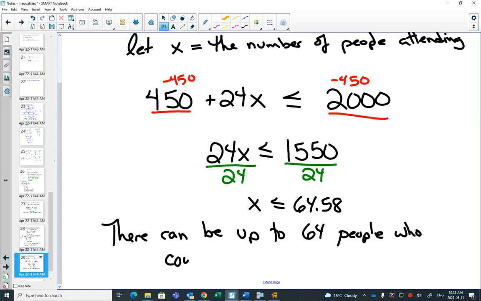So again, I'm going to use language in here. This time I used up to. How's that for English language words? There can be up to 64 people who could attend. Sometimes people like to say, exactly like the sign, there can be 64 people or less. You could write that as well.